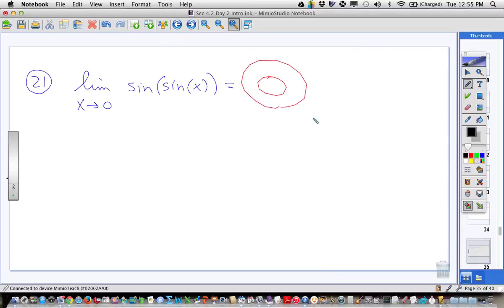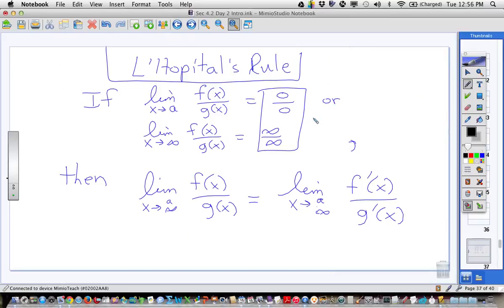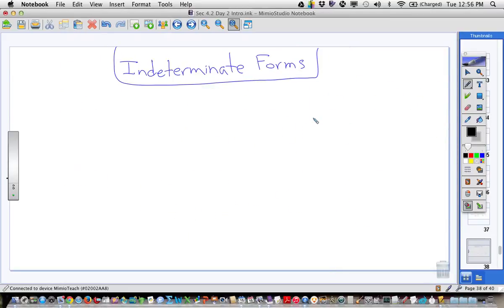So again, I can't emphasize enough. L'Hopital's rule is just an additional tool you can use for 0 over 0 or infinity over infinity. It's a pretty good one on some problems. Some problems you don't need. Probably do it the way we've been talking about. Okay? All right. So let's talk about these indeterminate forms now.